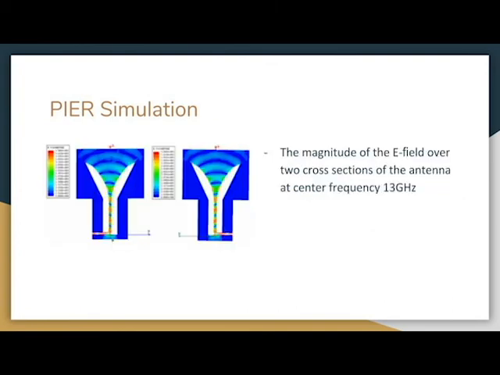The group also produces figures showing the magnitude of the electric field over two cross-sectional areas of the antenna at a standard frequency of 13 gigahertz. These are both acquired using the two different computer simulation methods talked about earlier.